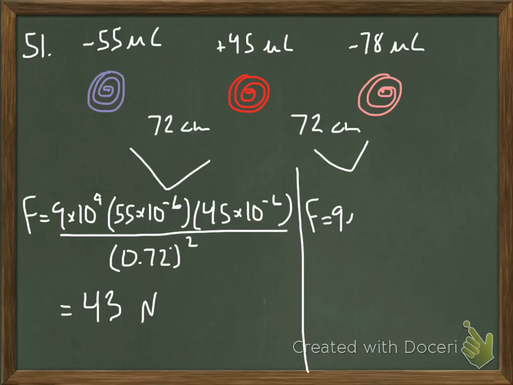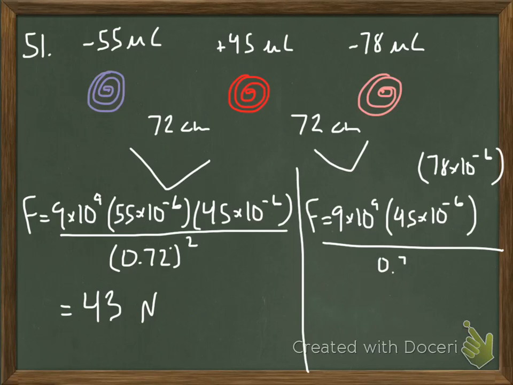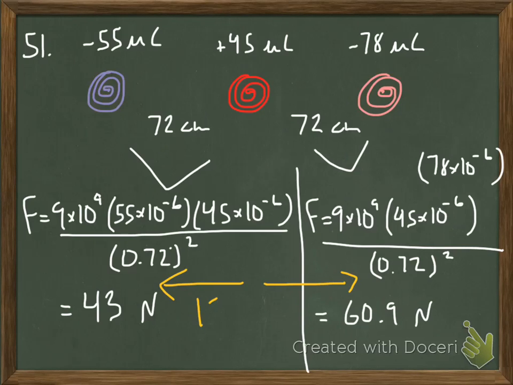Same thing over here. Notice how I convert to coulombs by adding a 10 to the negative 6. I ran out of room here. And then on the bottom again, notice how I convert to meters to find this force. So who's going to win? We got 60 pulling that way. We got 43 pulling that way. Well, the prevailing force is going to be to the right because 60 is bigger than 43. How much bigger? 18.